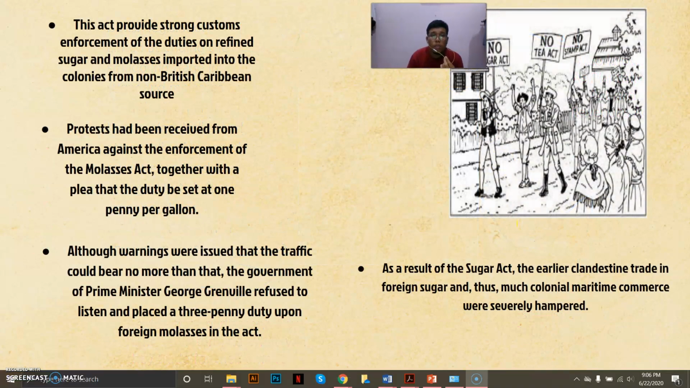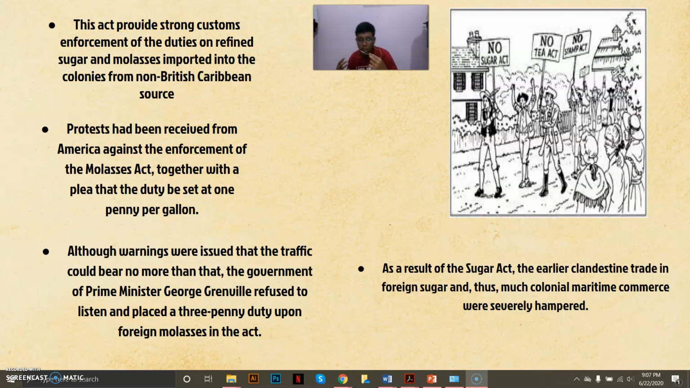Then why did it happen? The result is that this act provides strong customs enforcement of the duties on refined sugar and molasses imported into the colonies from non-British Caribbean sources. Protest was received from America against the enforcement of the Molasses Act, together with a plea that the duty be set at 1 penny per gallon.